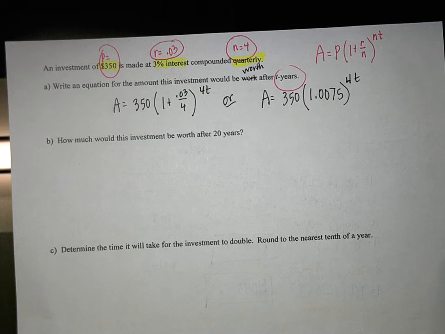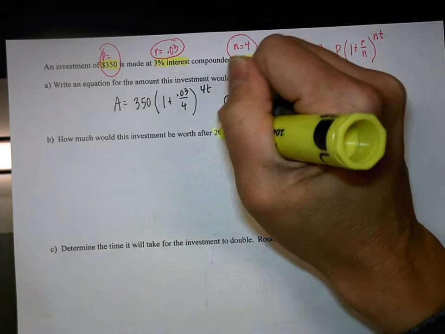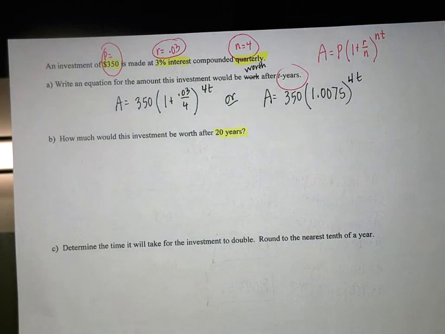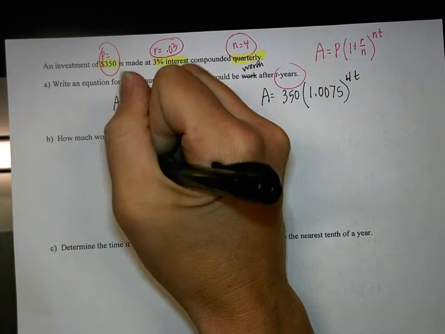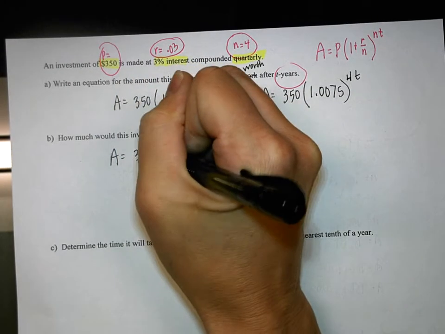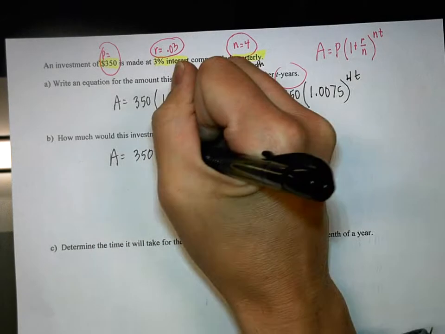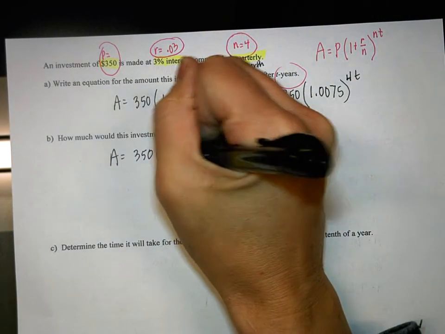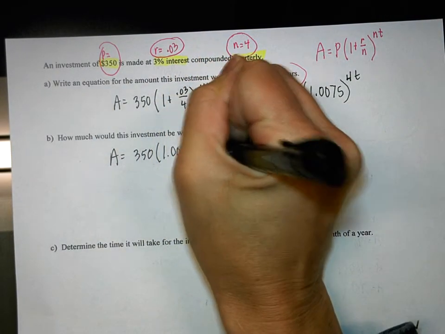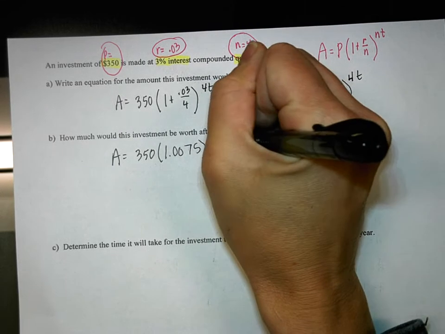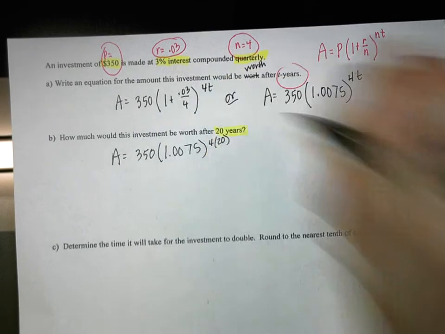Any questions? All right. How much would this investment be worth after 20 years? What will we do? You plug in 20 for t. Very good. So A equals 350 times 1.0075 raised to the 4 times 20 power.